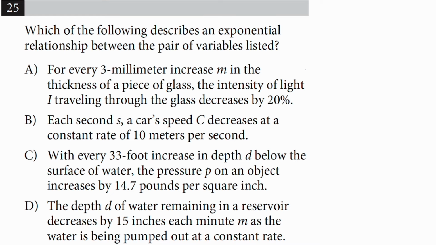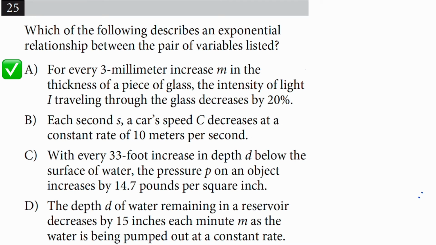Which of the following describes an exponential relationship between the pair of variables listed? A. For every 3 millimeter increase m in the thickness of a piece of glass, the intensity of light I traveling through the glass decreases by 20%. As we add a fixed amount to m, namely 3, we multiply I by a fixed amount, namely 0.8, so this is indeed exponential.